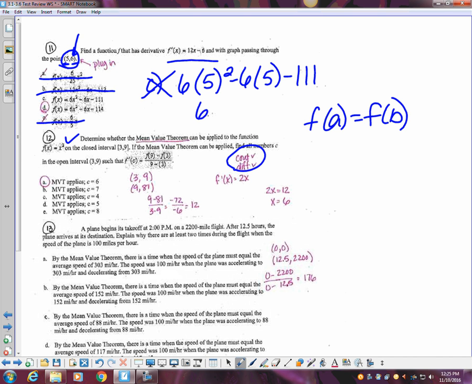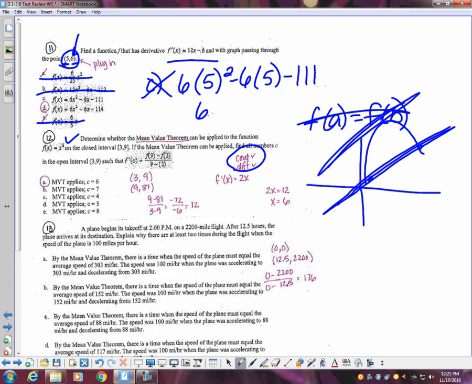That's Rolle's theorem. For the mean value theorem, I find f of a and I find f of b. So I'm going to get 2 points, and I'm going to find the slope through those 2 points, and I want to find the point where the tangent line is parallel to that secant line. So I find f of 3, that's going to give me 9, and f of 9, that's going to give me 81. And that's just using my f of x.